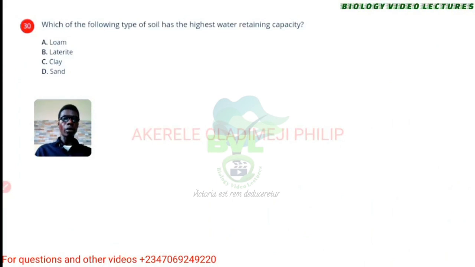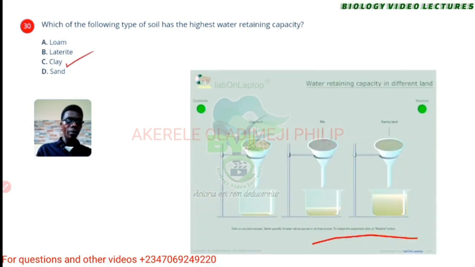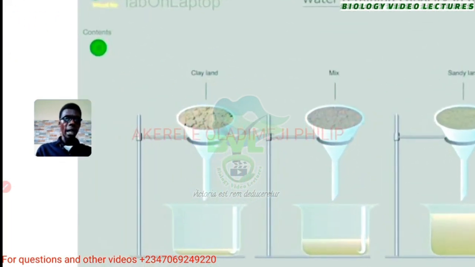Now, which of the following type of soil has the highest water retaining capacity? Which means when you pour water into it, it doesn't allow water to pass through easily. It holds on to water. Amongst these, the answer is going to be clay. Let me show you something in a moment here. Okay, yes, I have it here. Now, let me zoom this more. Yeah, this is the clay.